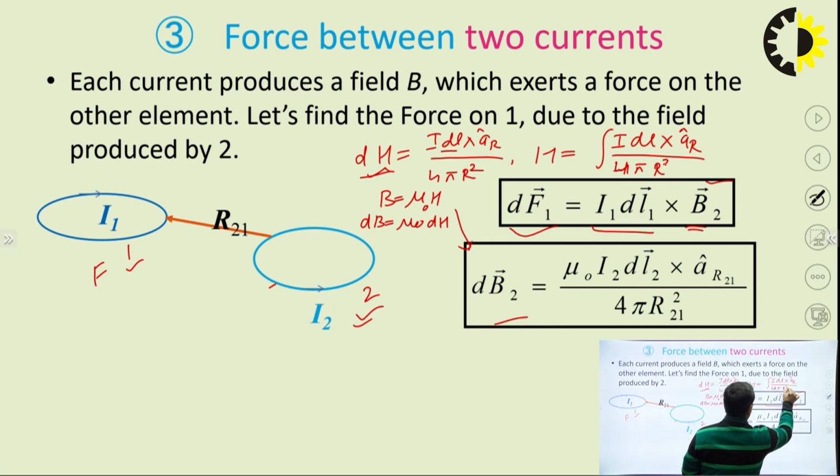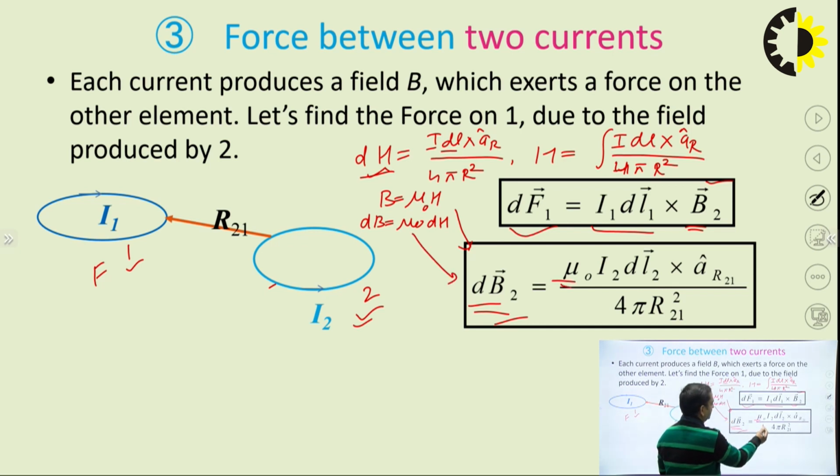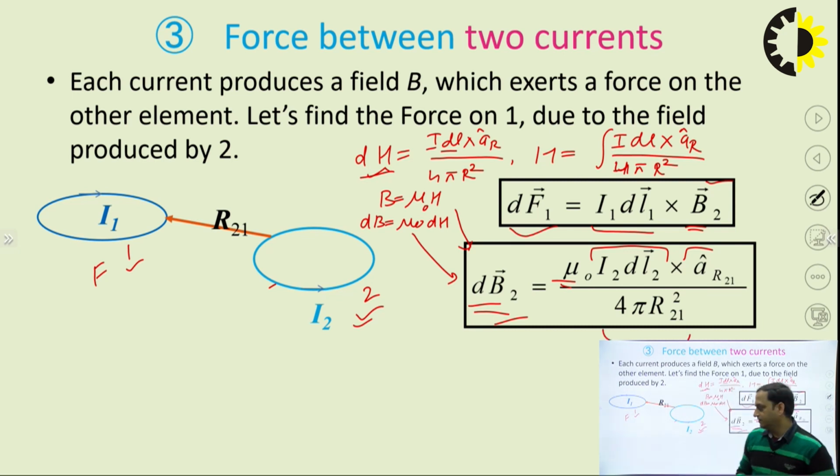R square. Sorry, this is the R. aR upon R square, so it will be R cube when we have the vector R divided by R. So from here we can find dB, mu naught into I2 dL2 cross aR, upon 4 pi R square. So this is the Biot-Savart's law which we are using.